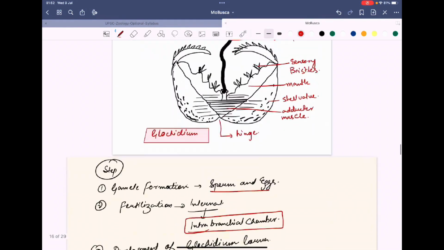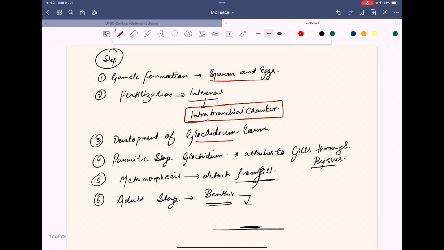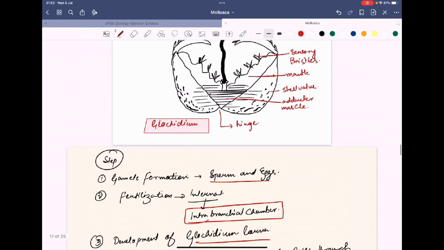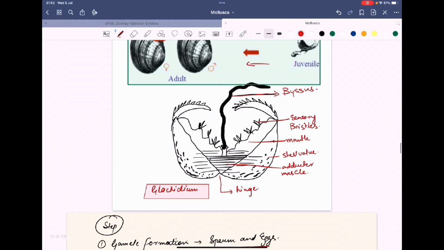So the development of the glochidium larva takes place. The glochidium is a parasitic stage. This glochidium will attach to the gills through the byssus, a thread. Then metamorphosis will happen. It will detach itself from the gill, and then the adult stage will develop, and this adult is a benthic stage. It will settle down on the bottom of the ocean.